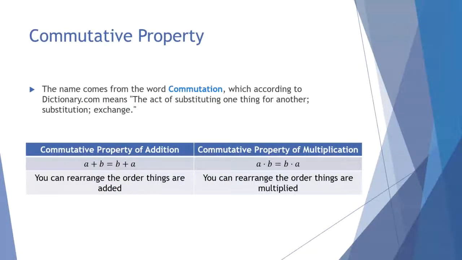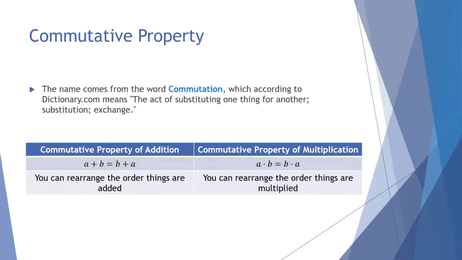So let's start with the commutative property. The name comes from the word commutation, which is not a word that I have ever heard somebody use in real life, but it is a real word. According to dictionary.com, it means the act of substituting one thing for another, and it could also be exchange. The exchange is the key idea with this commutative property: we're basically flip-flopping or exchanging positions where things are. So we have the commutative property of addition and then one for multiplication.